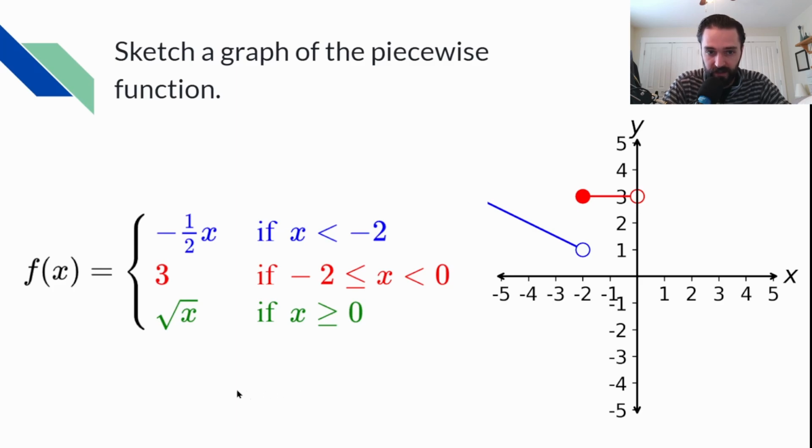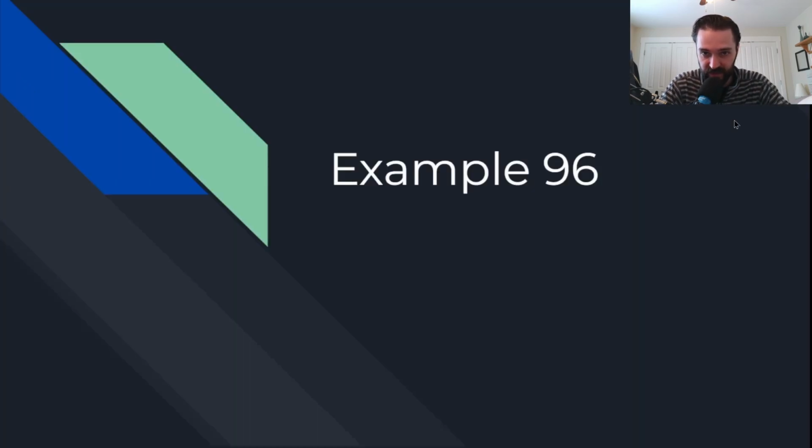And finally we have this green curve, y equals the square root of x. That looks like this. If x is greater than or equal to 0, this is what the function looks like. It's this swoosh. So the piecewise function looks like this. Let's move on to the next example.